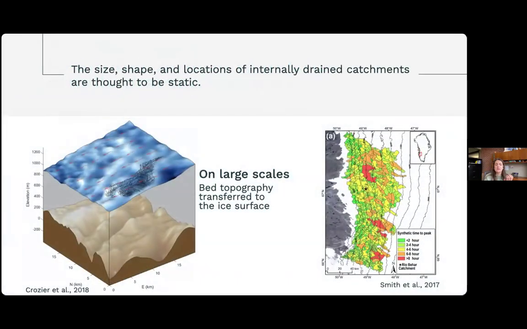So the size, shape, and locations of internally drained catchments are thought to be generally static. This is because, on large scales, bed topography transferred to the ice surface is responsible for our ice surface topography. So where we have troughs, we have depressions at the ice surface and vice versa, and then crevasses are open in the same regions of extensional strain as the ice sheet is flowing over those same bed perturbations. They should advect downstream and then reopen in the same location over and over again. So for these reasons, it's thought that the internally drained catchments are basically static.